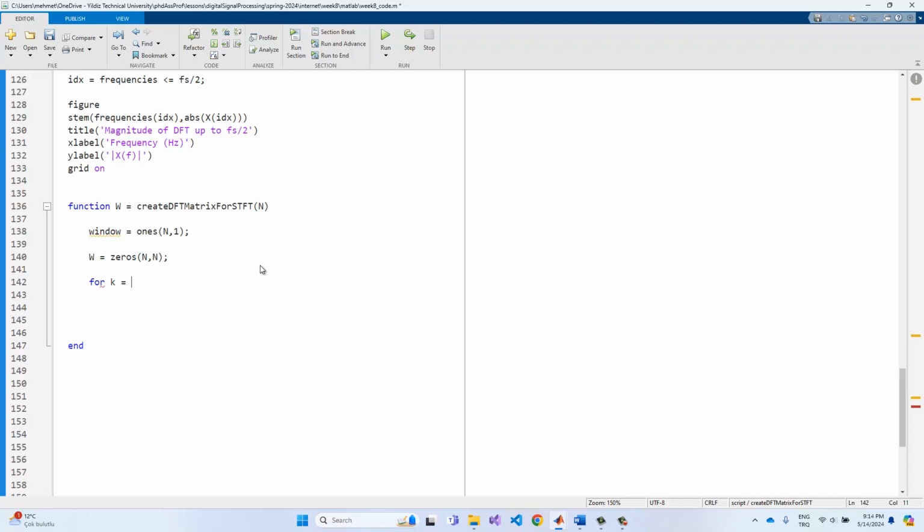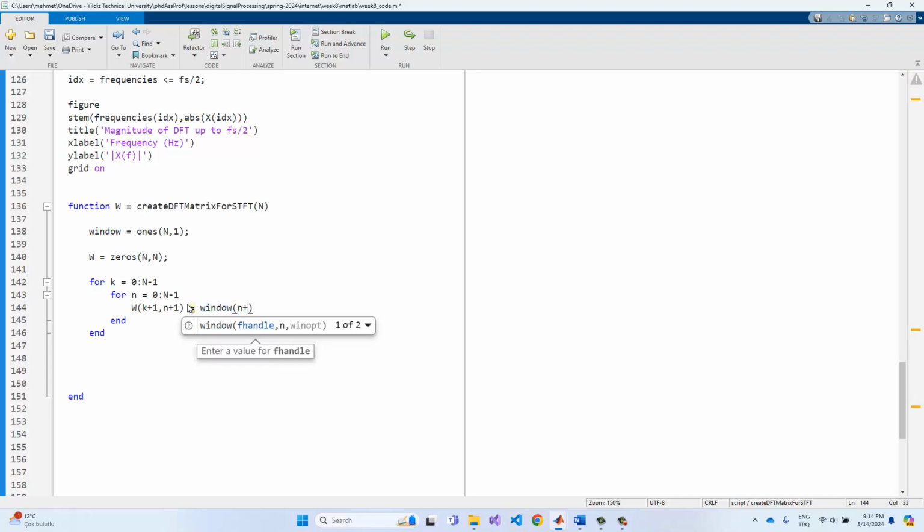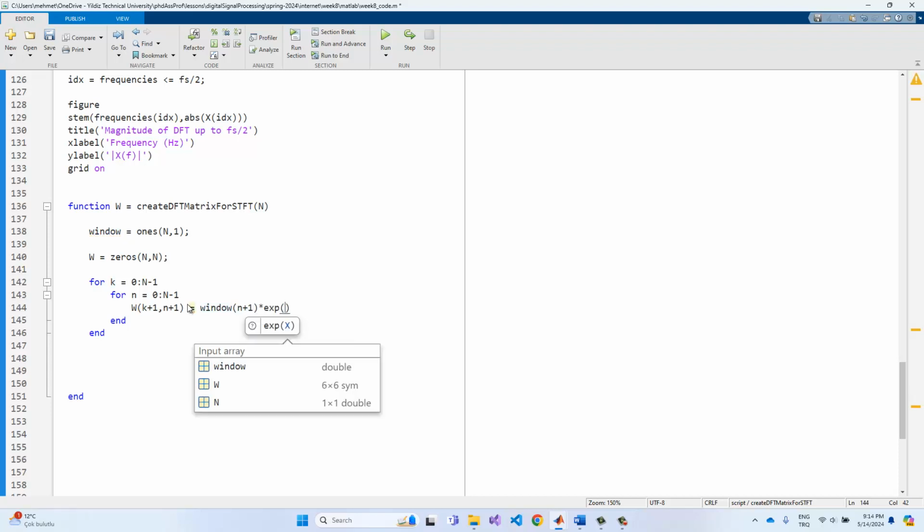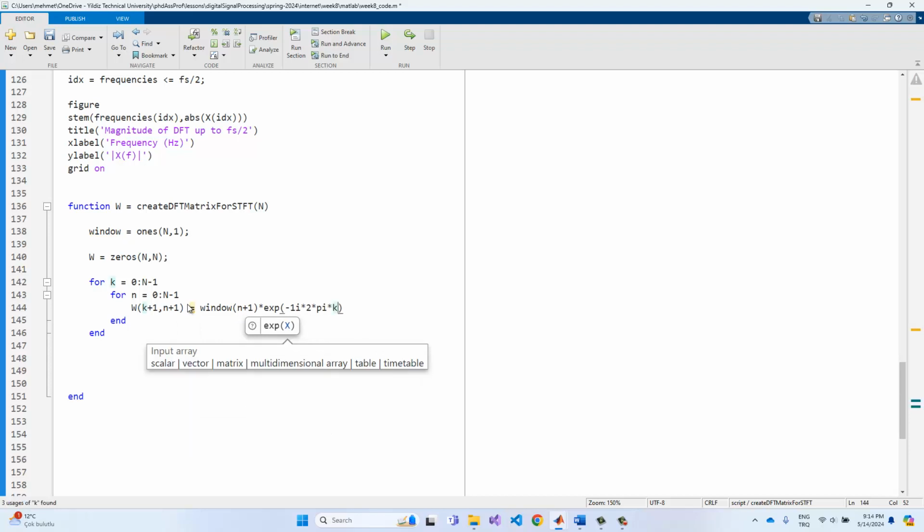For k equals 0 up to N minus 1, for n equals 0 up to N minus 1, W(k+1, n+1) equals the window of n+1 times the exponential of minus i times 2 times pi times k times n divided by N. This is the creation of the DFT matrix. It's simple, just like that.